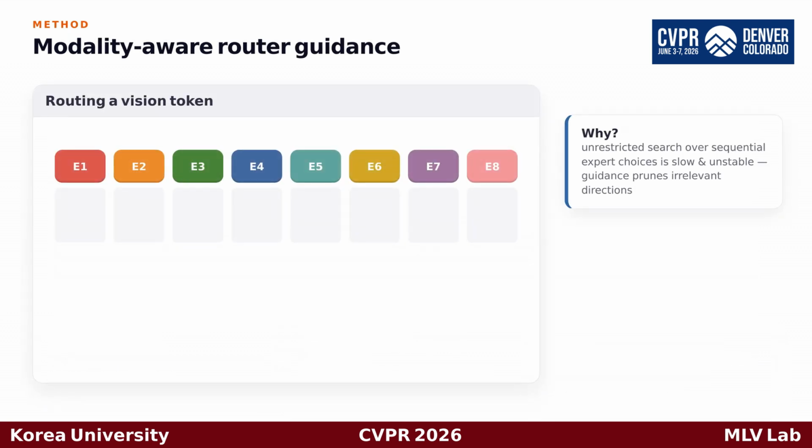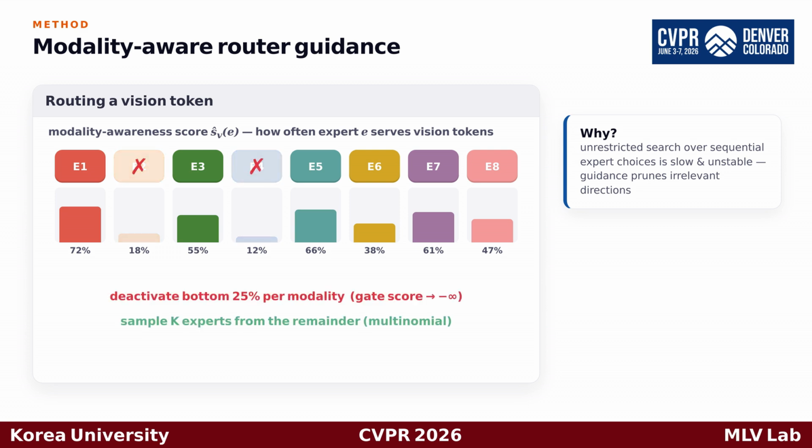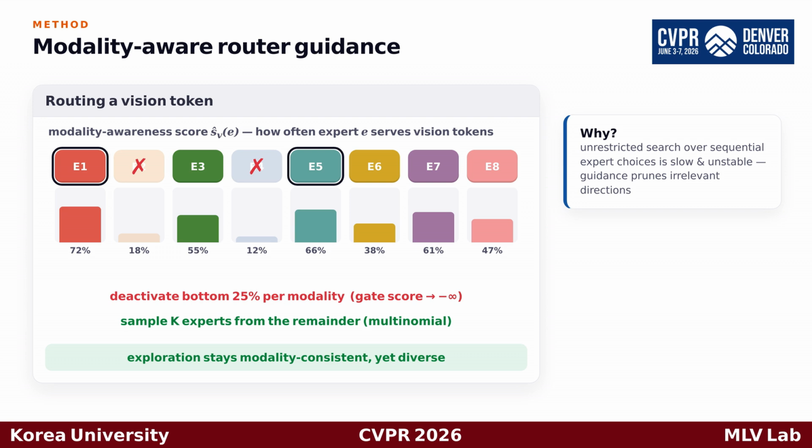Unrestricted exploration over sequential expert choices is slow and unstable. Our modality-aware router guidance fixes this. We measure how often each expert serves vision versus text tokens, deactivate the bottom 25% for each modality, and sample the K experts from the remainder. Exploration stays on modality-consistent experts while keeping enough diversity. At inference, selection is plain deterministic top K, zero extra cost.